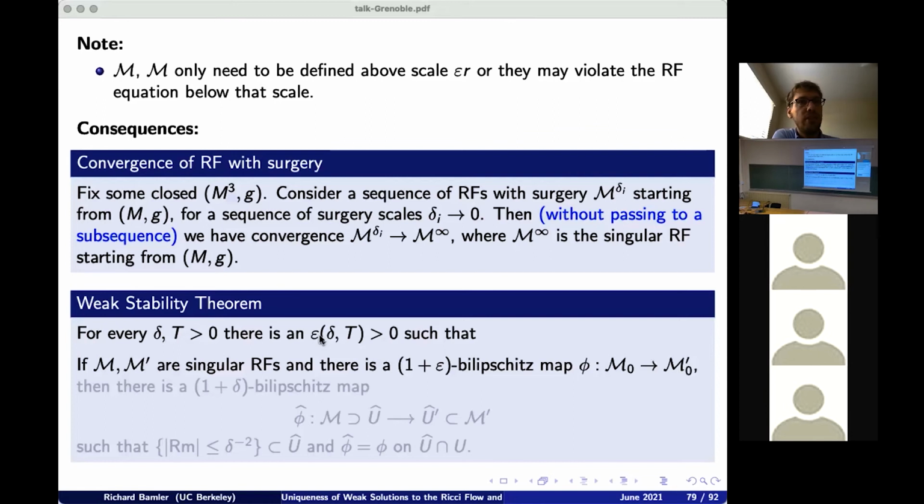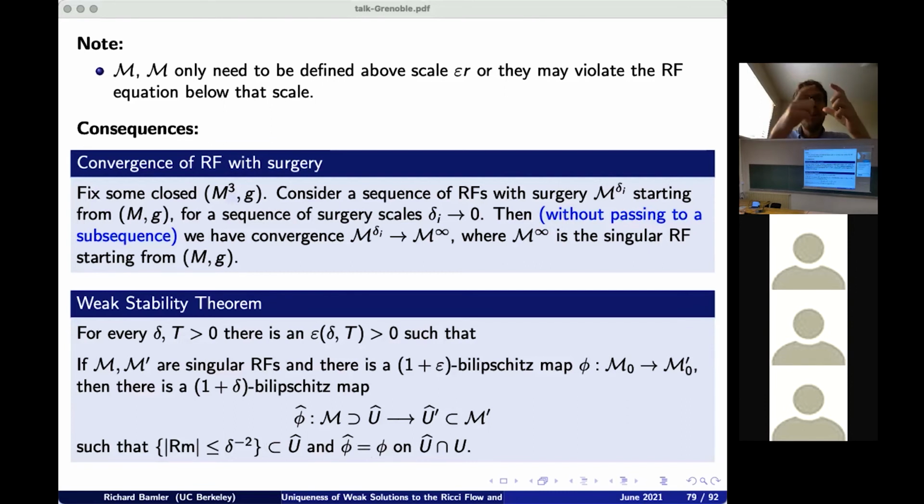If I take two singular Ricci flows, and if I assume that there's a 1 plus epsilon bi-Lipschitz map between the time 0 slices, so let me not even worry about that, let me just assume that the map is defined everywhere at time 0. Then there's a 1 plus delta bi-Lipschitz map between large regions of the corresponding singular Ricci flows. Okay? So you have M prime, which contains the set of points where the curvature is not too large, and phi hat is somehow big enough, is equal to phi at time 0.